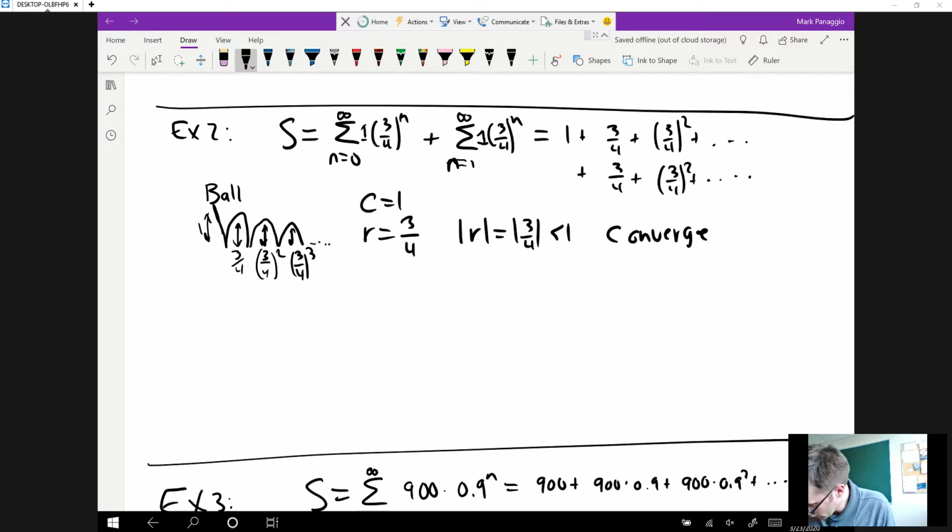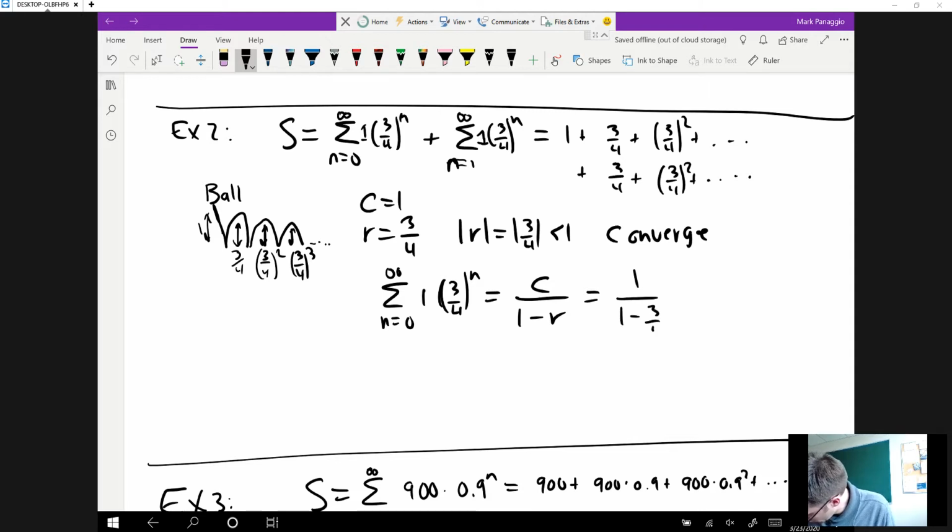All right, and so if you look at the first term, this one is already nicely in the form of the formula that we derived earlier. So we would just write the sum is just c over 1 minus r, which is 1 over 1 minus 3/4, or 1 over 1/4, which is just 4. Okay, so that first sum must approach 4.